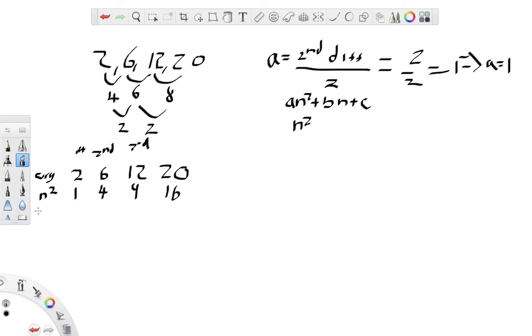Then what we did was we did our original minus n squared. So 2 minus 1, well, that's 1. 6 minus 4, well, that's 2. 12 minus 9, that's 3. And then 20 minus 16 is 4. So now we've developed a new sequence. And this is a slightly different example to the one that we've done before, because before we just got zeros for this subtraction that we've done, but now we've got another sequence.